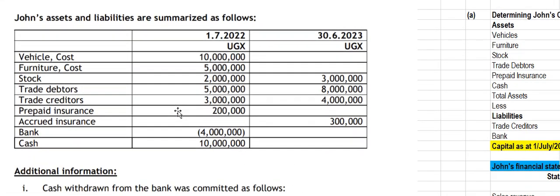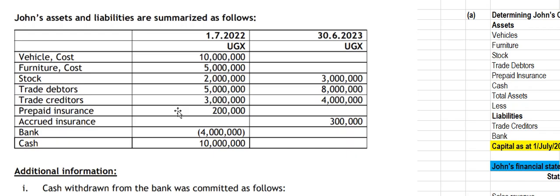Down there you have John's assets and liabilities summarized as follows. So they are giving you the assets with their opening balances and closing balances. So John has vehicles, furniture, stock, the trade debtors and creditors. He has prepaid insurance, accrued insurance as well, then bank and cash.